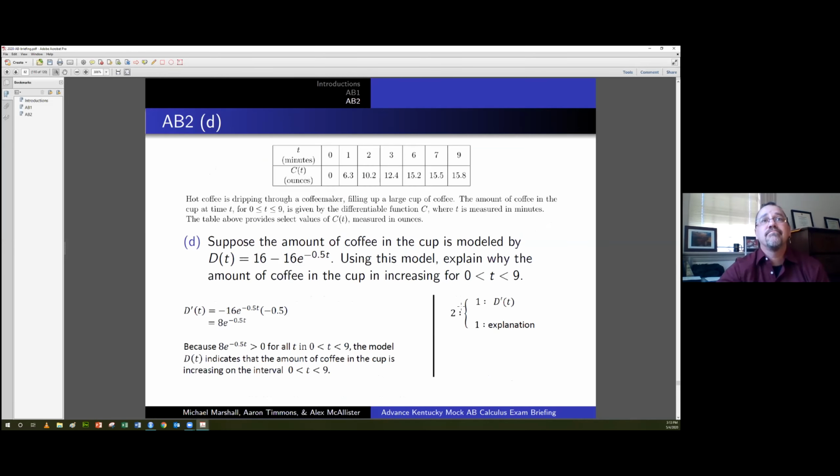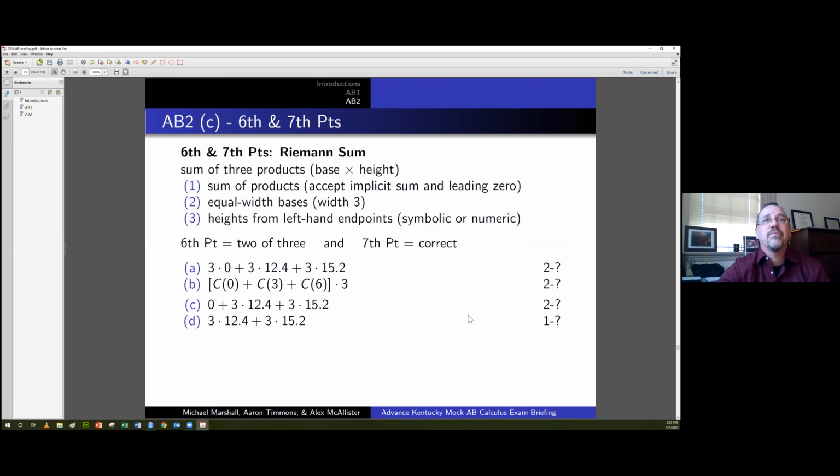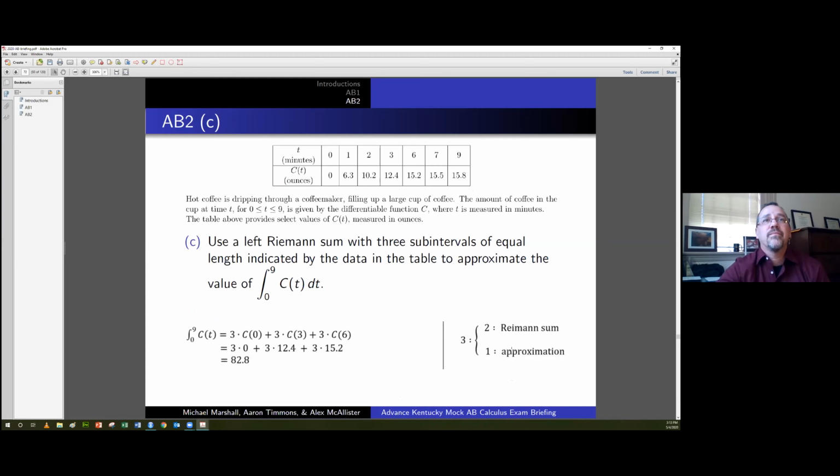For C? C, yeah. Okay. I want people to see, make this correction. I'm sorry, someone noticed it. All right. Yes, small typo. There should be a DT after the C of T.